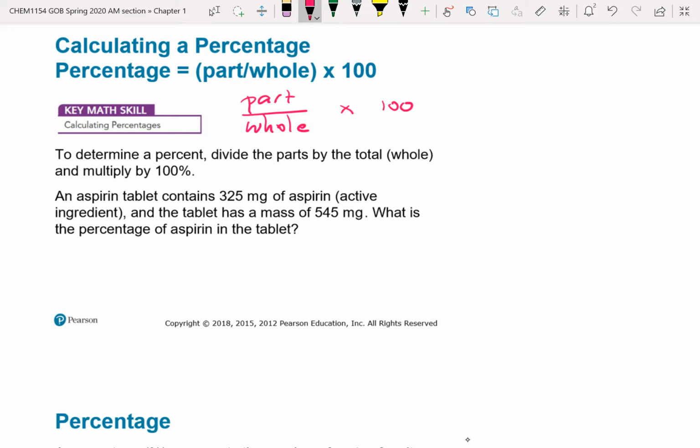All right, so we're given a statement here. We're told that an aspirin tablet contains 325 mg. That stands for milligrams of aspirin, which is the actual thing in the tablet that relieves pain and inflammation and all that stuff. And that entire tablet itself has a mass of 554 mg, or milligrams. What's the percentage of aspirin in this tablet?